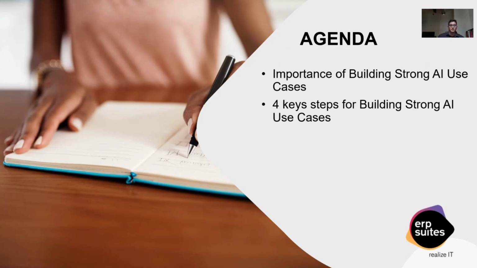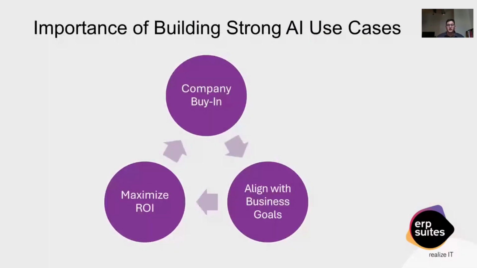With that, we'll start with the importance of building out use cases. If you got to see the keynote that Julie Holmes presented yesterday morning, I felt like it was very impactful and aligns a lot with what we envision at ERP Suites as the importance of building out a strong use case, which is really company buy-in. You start with that, right? It's not just getting buy-in from the executives for budget. It's also getting buy-in from middle management and even the main business users or end users of a potential AI solution.